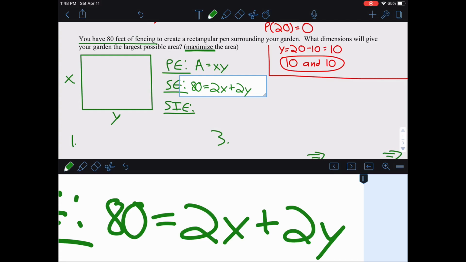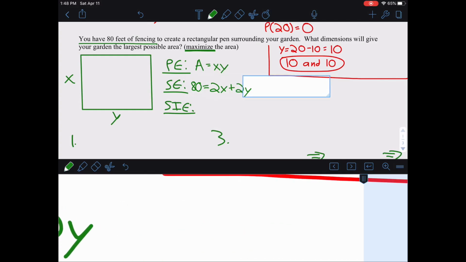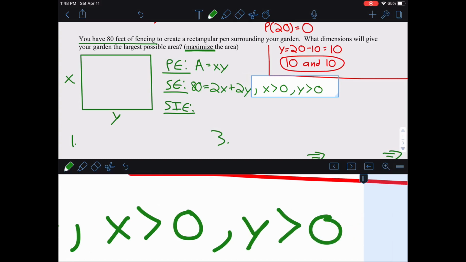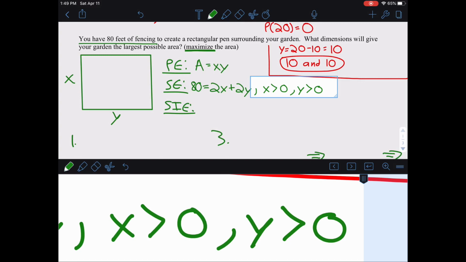And now, it doesn't mention this like it did in the last question, but if I'm making a physical object, if I'm making this actual rectangular pen, can the dimensions of my garden be 0? No. Can they be negative? No. So X has to be greater than 0 and Y has to be greater than 0. Okay, so this is something we have to understand just by looking at the scenario. We can't build a garden with a negative length or a negative width. Okay, if you figure out how to do that, please let me know.